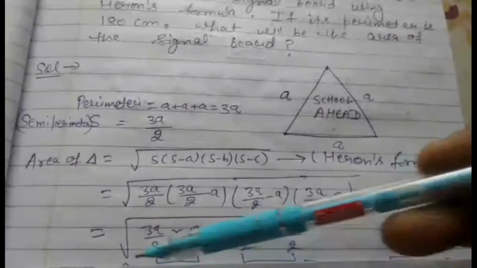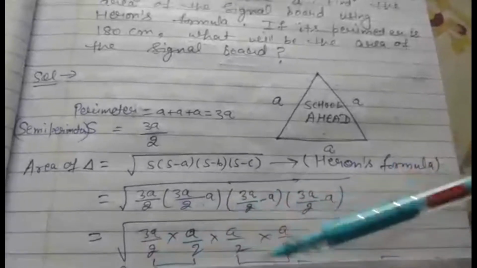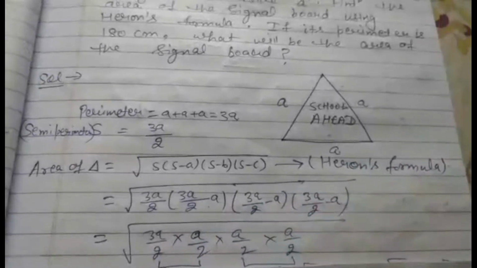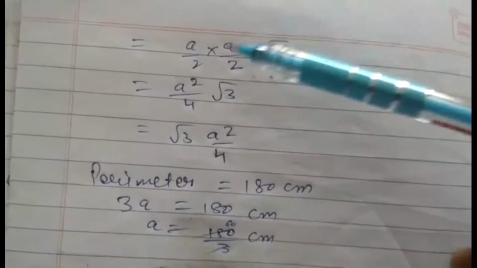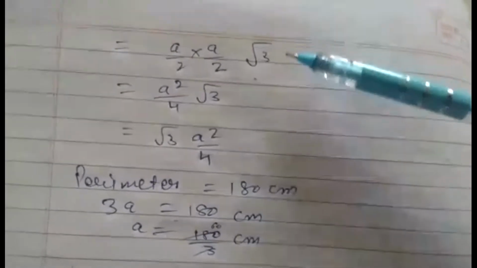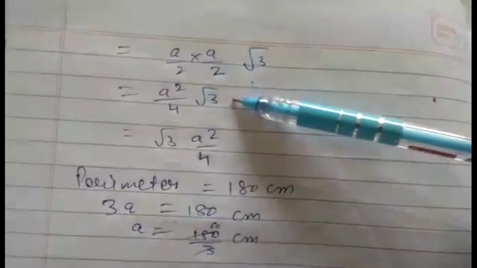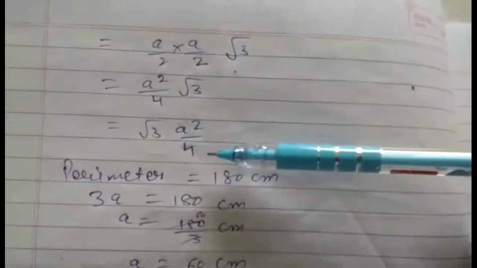So now we got here A by 2, A by 2, one pair we can make. Now the pair that is made, A by 2, A by 2, will be one A by 2, and from one pair one A by 2 will come outside the square root and inside will be 3. So we can write A square by 4 under root 3, so root 3 A square by 4.